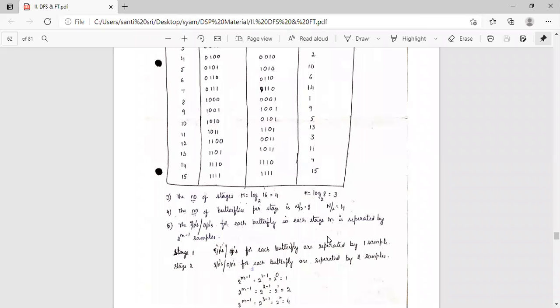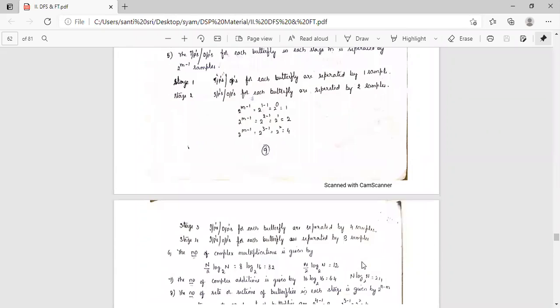Okay, now the number of stages m equals log 16 to the base 2, that is 4. Number of butterflies per stage is N by 2, that is 16 by 2 equal to 8. The inputs and outputs for each butterfly in each stage are separated by 2 power m minus 1 samples. For stage 1, each butterfly is separated by 1 sample, and for stage 2, inputs and outputs for each butterfly are separated by 2 samples. Okay, 1, 2, 4, like this.